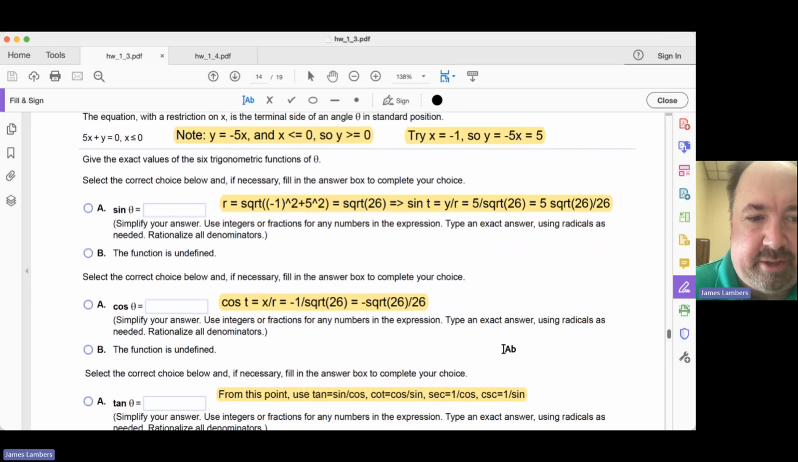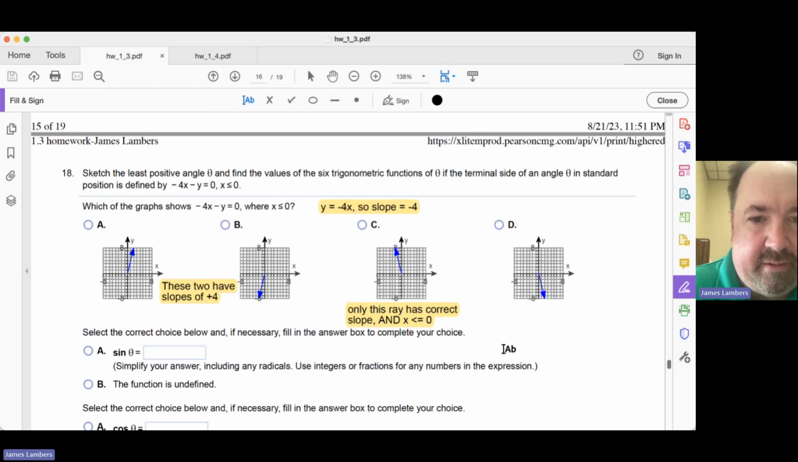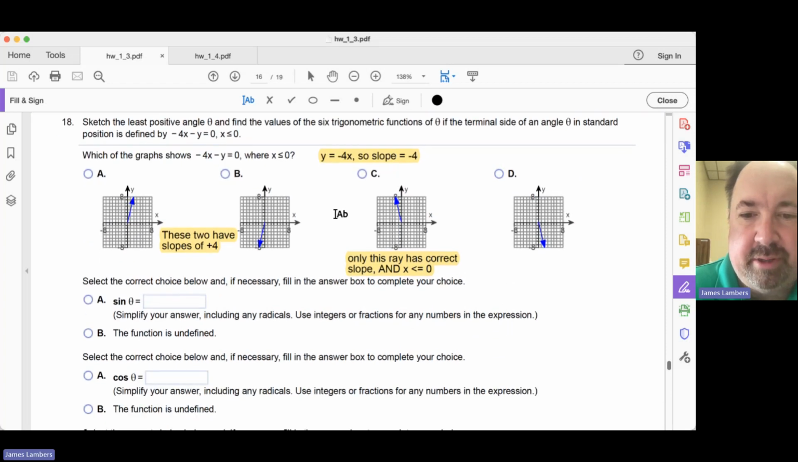So in this problem, number 17, and also number 18, it's the same type of problem, but also having these graphs where you need to choose the correct line. So again, you need an x and y value. You choose an x value, you substitute that chosen x value in here. Again, I suggest just choosing -1, and then you get this y value. And then you can use sine t is y over r, cosine t is x over r, etc. to get the values of all 6 trig functions.